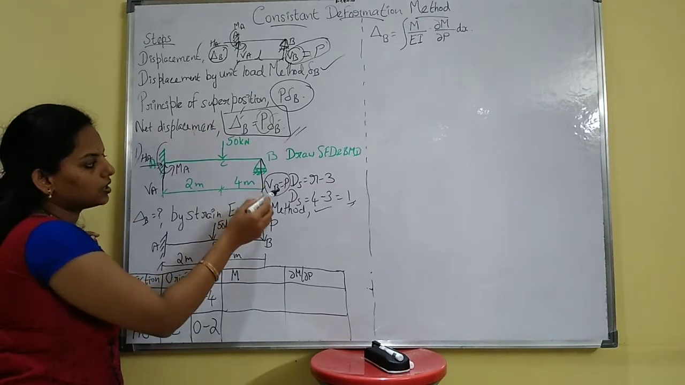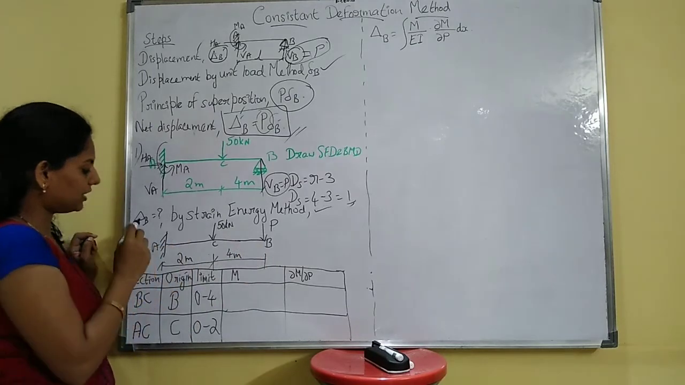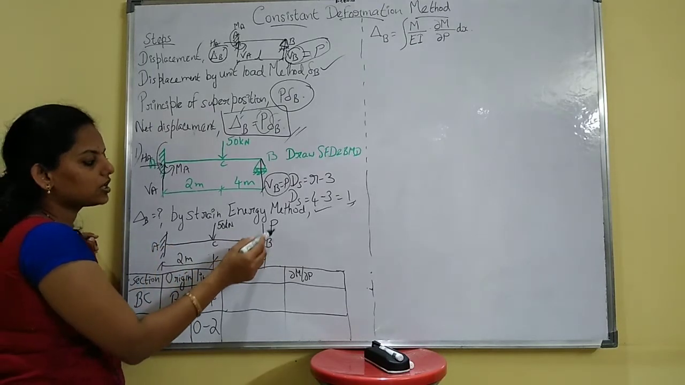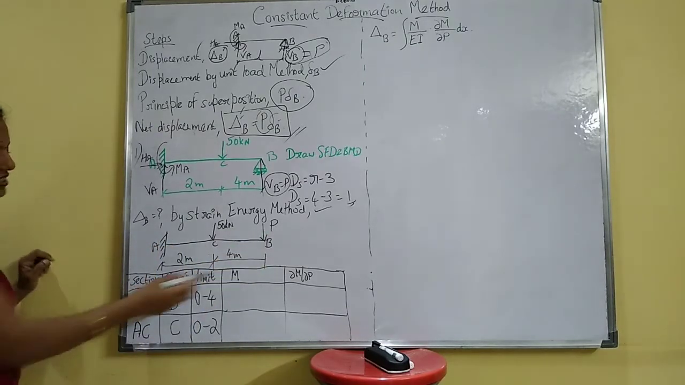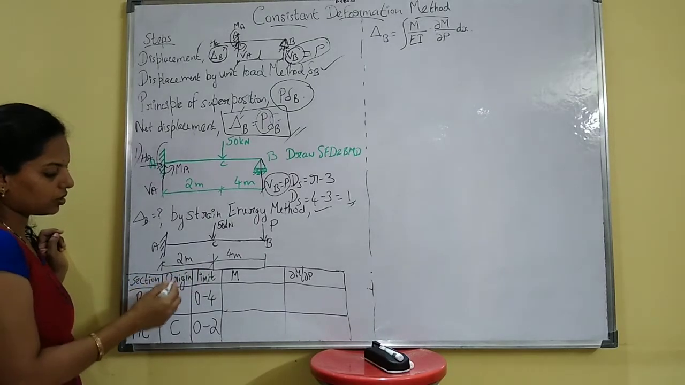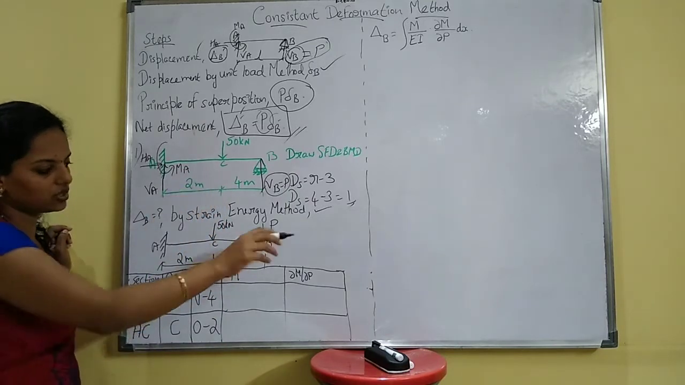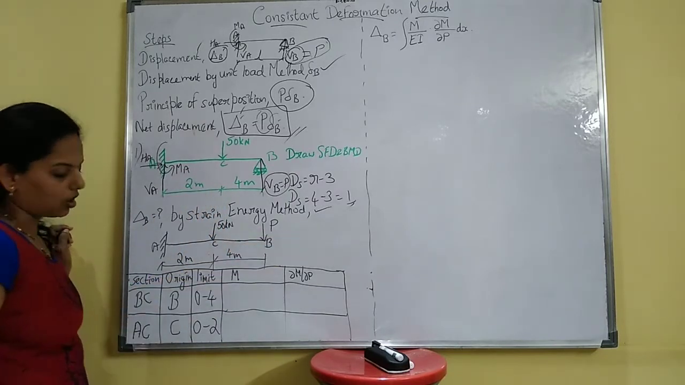So here, the redundant force is B at point B. So at point B you have to find out the delta B. Just apply the force P, and the next step is similar: you have to tabulate section, origin, limit, M, dou M by dou P. Here there is no variation in I, so you can neglect that column.